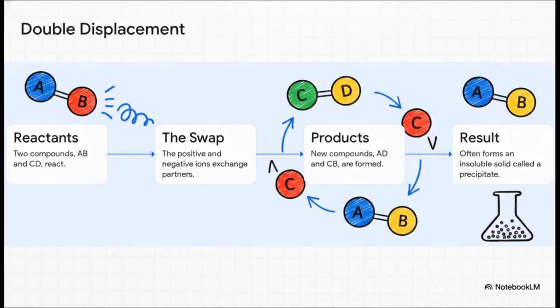So, if single displacement is one element kicking another out, then double displacement is more like a partner swap. You have two compounds, and they just exchange ions. The positive part of the first compound goes with the negative part of the second, and vice versa. And very, very often, this great swap results in a solid being formed out of two liquids. We call that a precipitate.